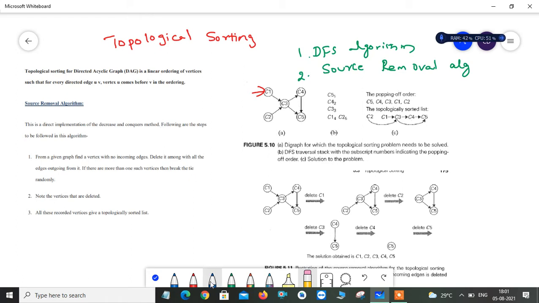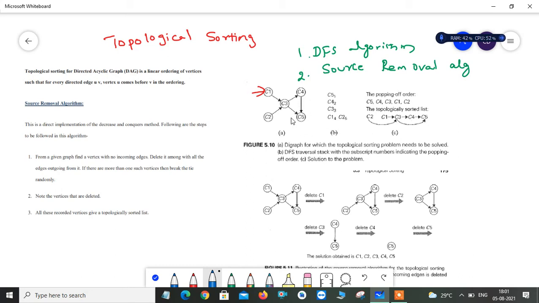A directed acyclic graph is nothing but a directed graph which consists of no cycle. See, for example, this graph. You can observe that each and every edge has some direction, and this graph does not contain a cycle. So this type of graph is said to be a directed acyclic graph. By using this graph you have to find the topological sort. Remember, we cannot do topological sorting for any graph which consists of cycles.